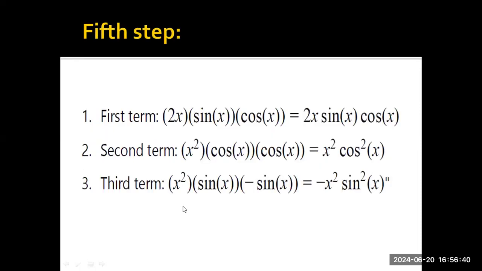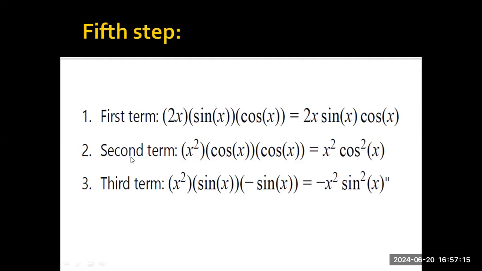This is the fifth step. Okay, so let us simplify each term. Now let's have the first term. So we multiply 2x by sine value of x times the cosine value of x. Since these terms are dissimilar, they cannot be combined immediately. So we can just show the multiplication of these three terms as is.